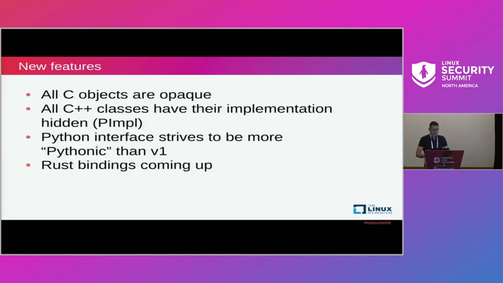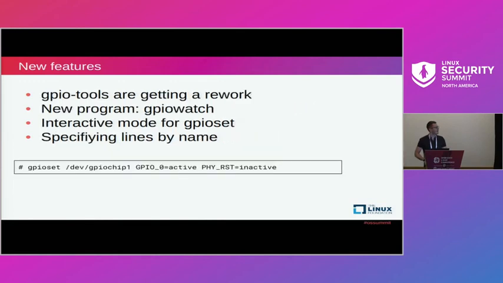So, general new features of the library. This time all C objects are opaque as they should be. We simply expose all kinds of interfaces for controlling them. All C classes have their implementation hidden so that we don't risk changing the ABI unnecessarily. The Python interface has been reworked and consulted with some Python experts so that this time it follows all the guidelines for Python. And we have Rust bindings coming up. Viresh Kumar is taking care of that, and I hope we can get them in soon.